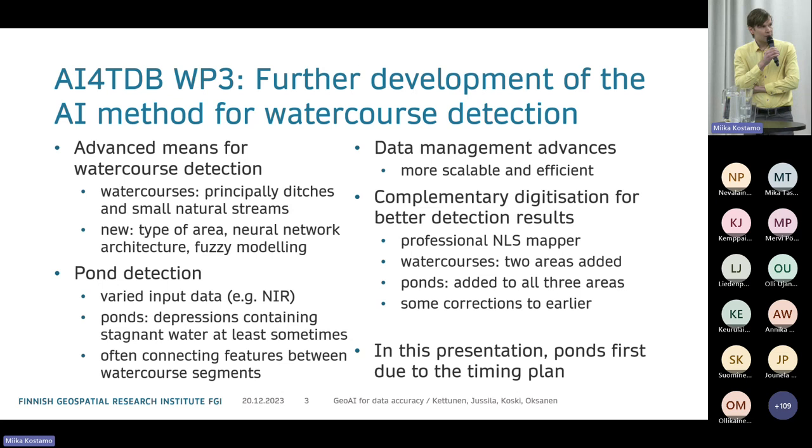We added pond detection this year because ponds are connecting features between the other watercourses that tend to be cut quite easily in the detection results. We added some new input data for that, for example near infrared images or layers inside the images, and then tried these neural network architectures for detecting these small ponds.